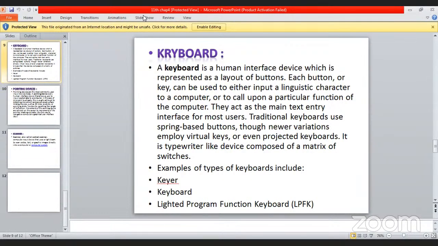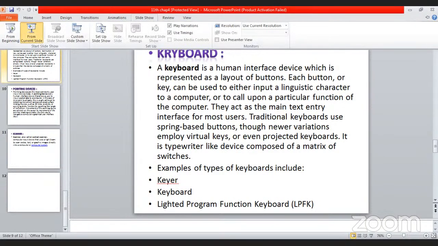That keyboard is mainly a human interface device which is represented as a layout of buttons.